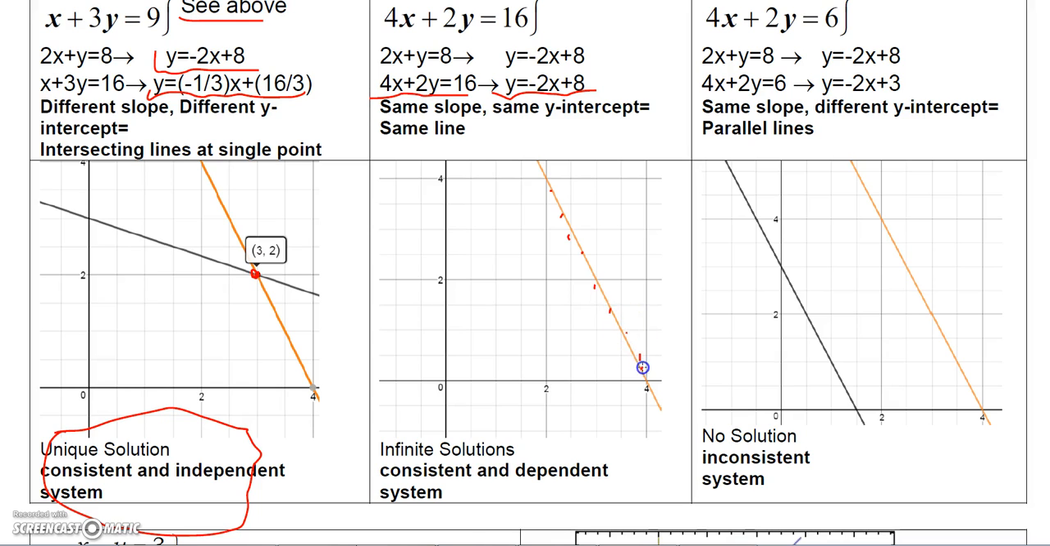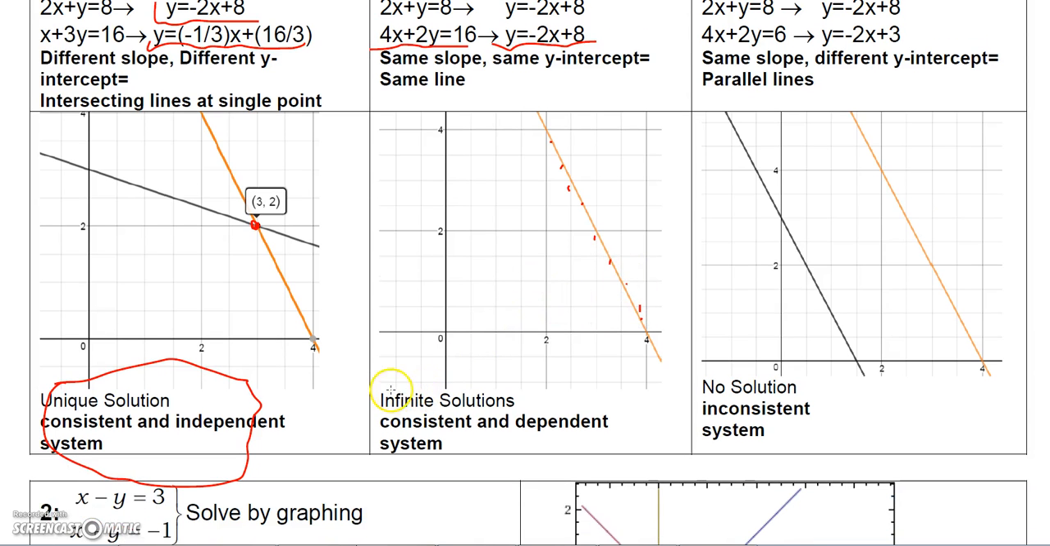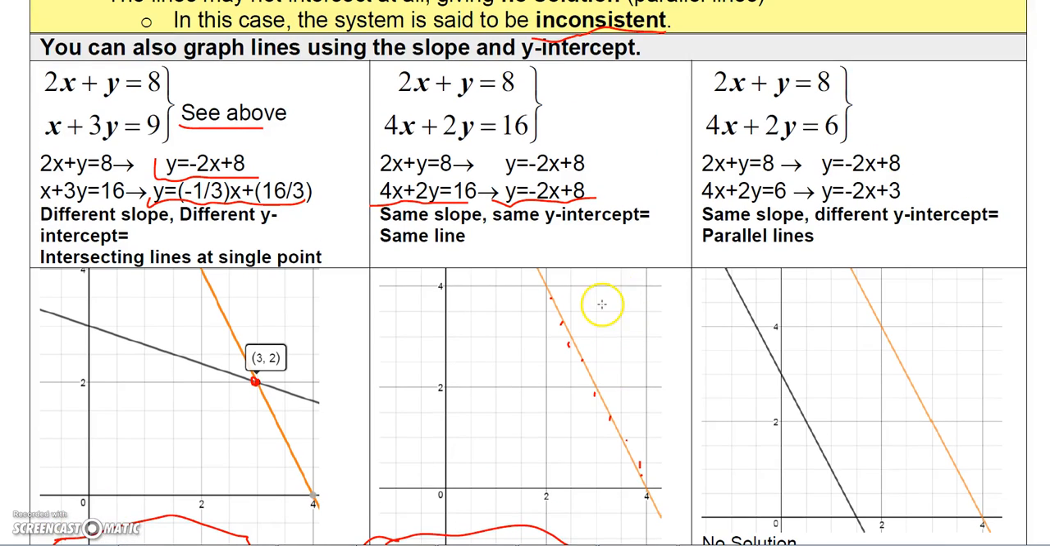And since there's infinitely many points on the line, there's an infinite number of solutions, and we call that a consistent and dependent system. Now, the only difference between the second one and the third one here is, on the third one, when you solve 2x plus y equals 8, you get y equals minus 2x plus 8, and when you solve this one now for y, you get y equals minus 2x plus 3.